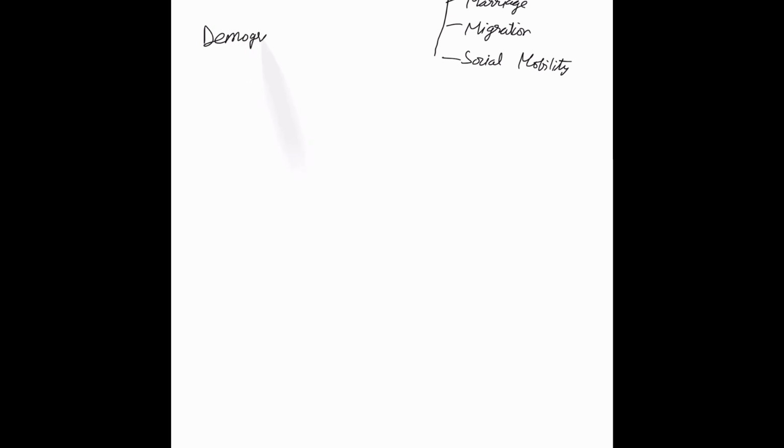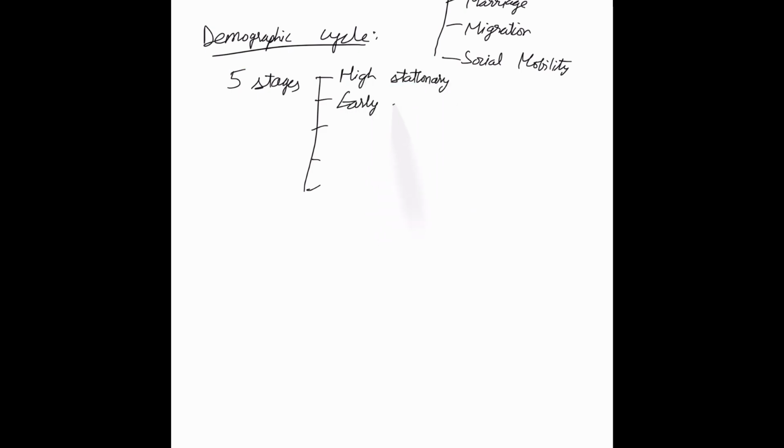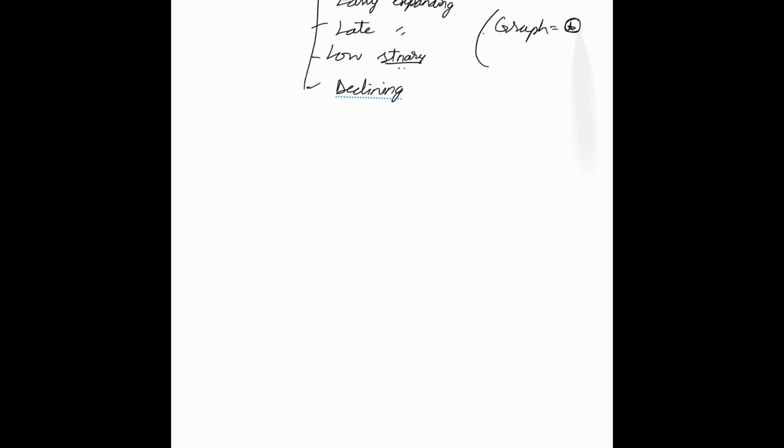We then move on to discuss the demographic cycle, which is the phases that a population goes through. It's very important, frequently asked in exams with a diagram as well. There are five stages: the high stationary, early expanding, late expanding, low stationary, and declining phase. The graph is not given in the textbook, but it's very important, so I would suggest searching for it elsewhere and referring to it.